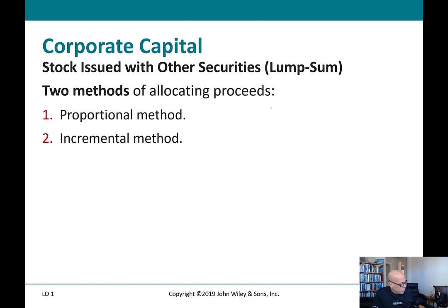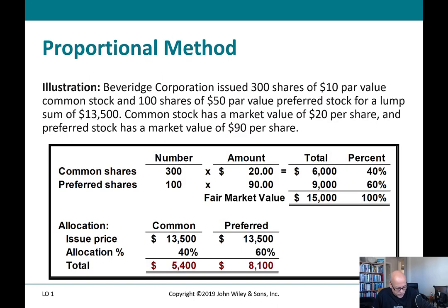Now, on the occasion that we do one big issue and there are some shares of common and some shares of, say, preferred in there, how will we allocate that total issue price to the common and to the preferred shares? Let's take a look at these two methods. The proportional method seems to make the most sense to me. They have this incremental method, which seems a little false to me. So I prefer the proportional method on the next slide, but I guess somebody could use the incremental method. There's nothing wrong with it.